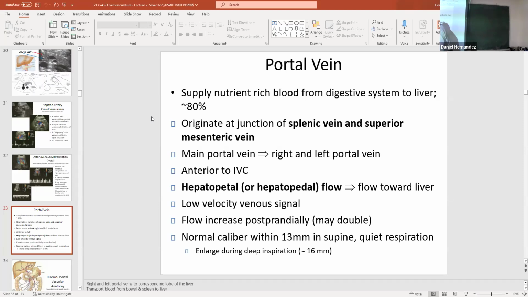One of the main measurements you need to memorize for the main portal vein is 13 millimeters. You can circle that, star that. 13 millimeters is your normal caliber for the main portal vein, so a diameter of 13 millimeters. When you start exceeding 13 millimeters, we start worrying about portal hypertension. That's with quiet respiration, just normal, regular breathing.